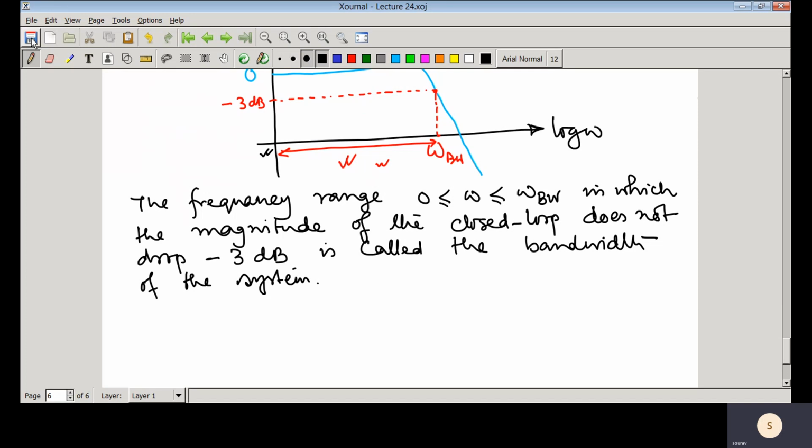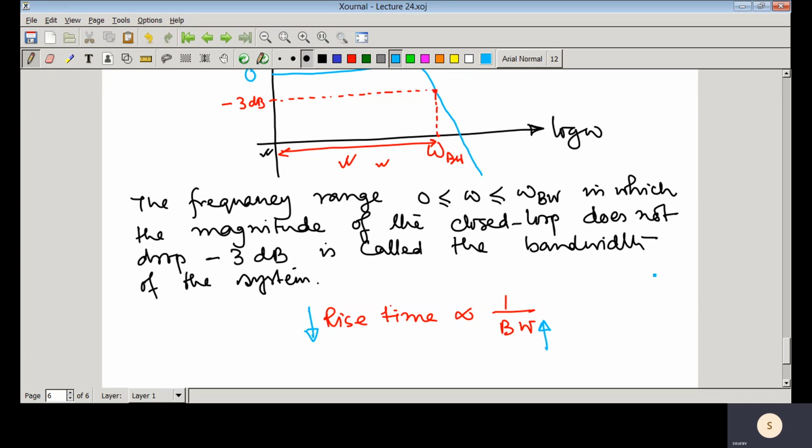Now the question is, why is it important? The reason is there is a relationship between rise time and bandwidth. Rise time, we have seen in the time domain response, means how much time it takes to reach from 10% to 90%. That rise time is inversely proportional to the bandwidth. So if the bandwidth is increased, then the rise time will be decreased, and rise time decreased means the system becomes fast.